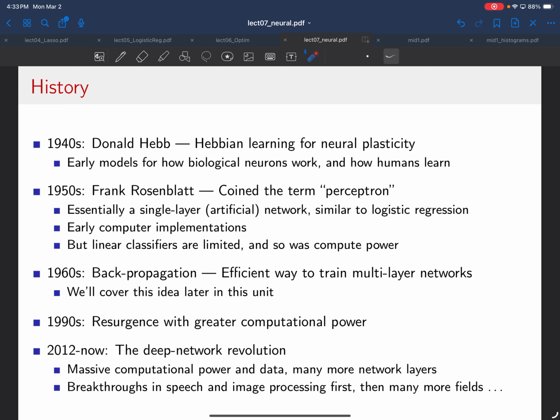And so that's super important if you are training multi-layer networks. And this was, you could say, the first wave of AI. And there was a lot of excitement then.